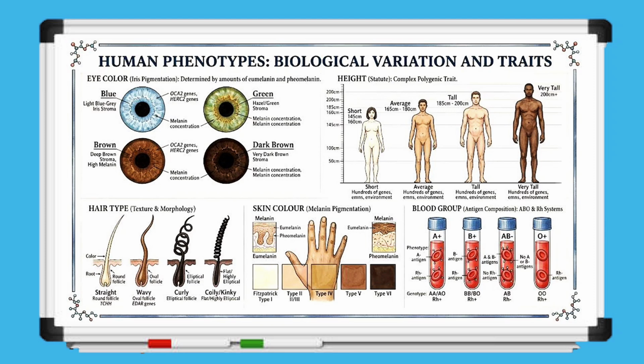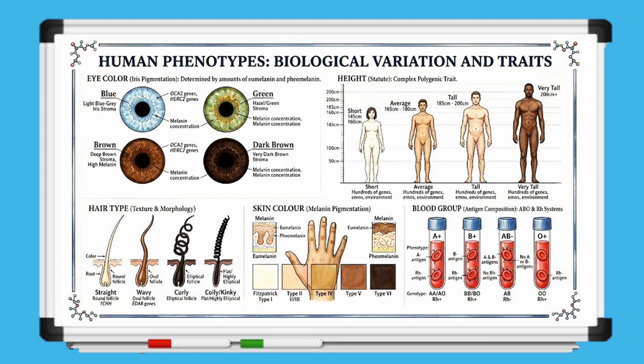For skin color, variation depends on the amount of melanin in the skin. This trait is influenced by both genes and environmental factors such as sunlight. For height, people may be short, average, or tall. Height is controlled by many genes and is also affected by nutrition and health. For blood group, individuals fall into clear categories such as A, B, AB, or O, and may be Rh positive or negative. These are examples of traits controlled mainly by genes.